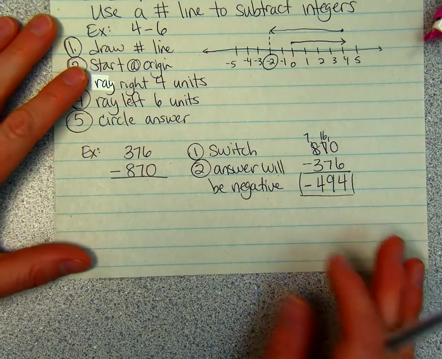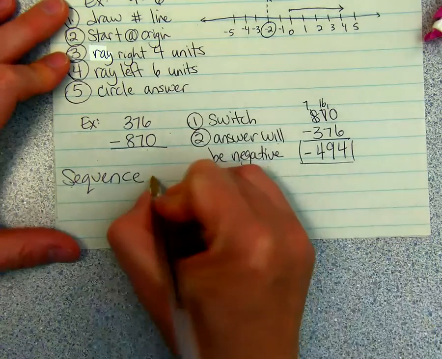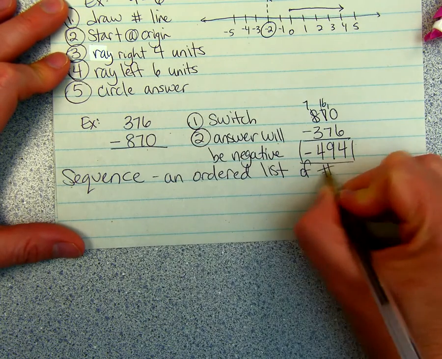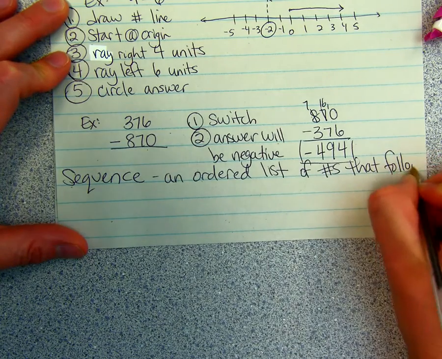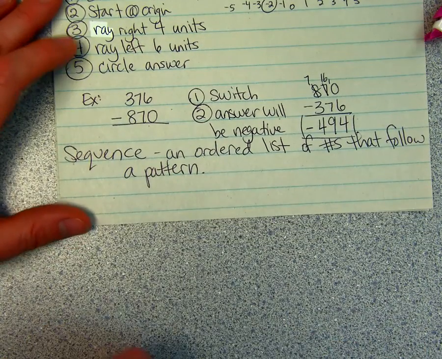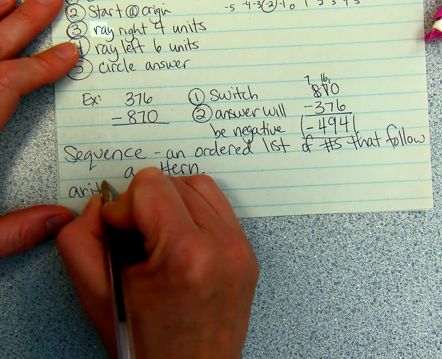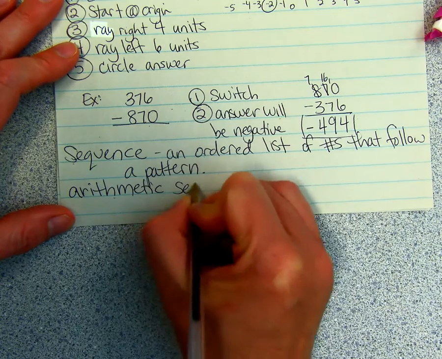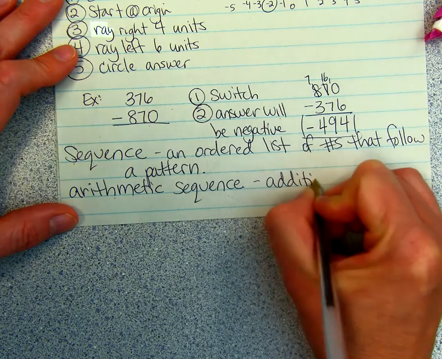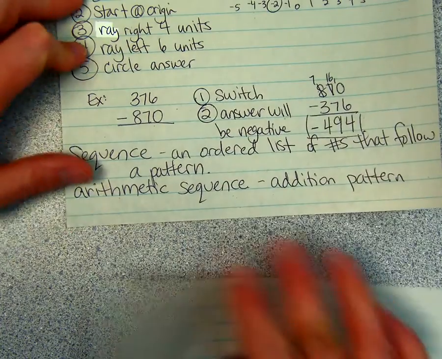That's the number line. Now we're going to go over what a sequence is. A sequence is an ordered list of numbers that follow a pattern. Just any pattern. If it follows a pattern, it's called a sequence. We have an arithmetic sequence, and that has an addition pattern. I'm going to give you an example of an arithmetic sequence.